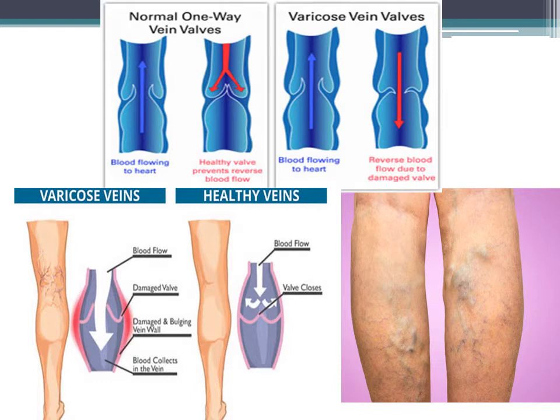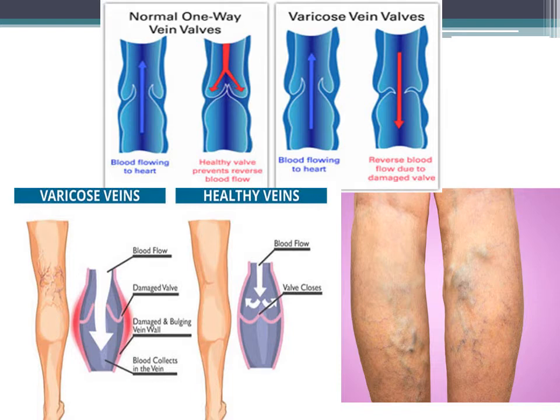So this is what the first picture is showing you, the blood that is flowing to the heart. You know that veins, or the venous system, carry the deoxygenated blood to the heart for purification. And what happens here is the healthy valve. There are valves in the veins which allow the blood to go only in one direction.